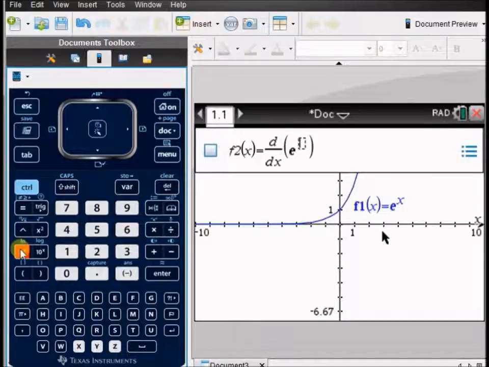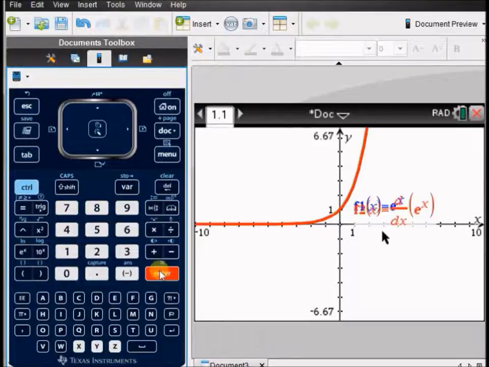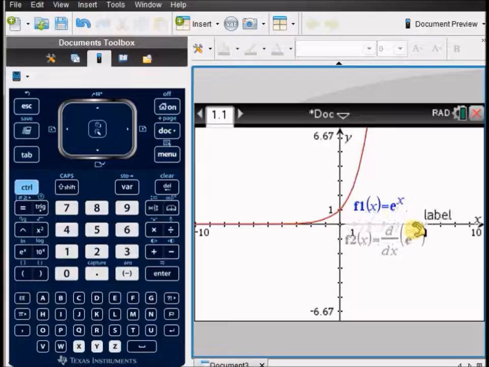So e to the power of x. Enter. This is the exact same function as what we started with. Okay, this is very, very important. So this function lies right on top of itself. So the derivative of e to the power of x is obviously e to the power of x. Okay, and let's take a look at why that would be so special then.